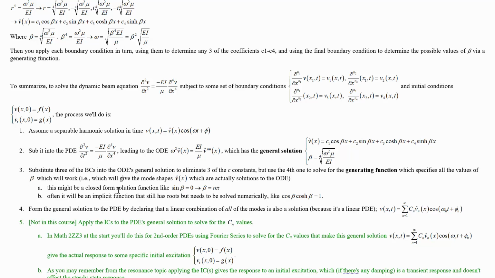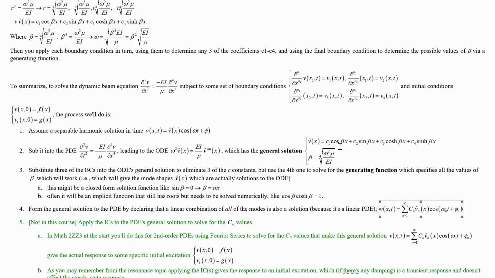Sometimes it will give you a closed form solution like sine of beta equals 0, so the betas are just n pi, but often it'll be some implicit function like cos beta equals 1, and you have to use fsolve to find out as many of these betas as you like. Once you have them, you can sub back into this after you've solved for the other c's and find out what the resonant modes are, because you're later going to be taking a linear combination of these to form your general solution to the dynamic beam equation.